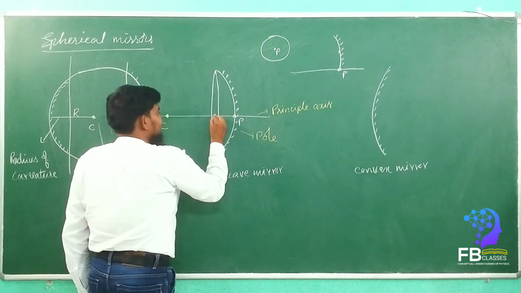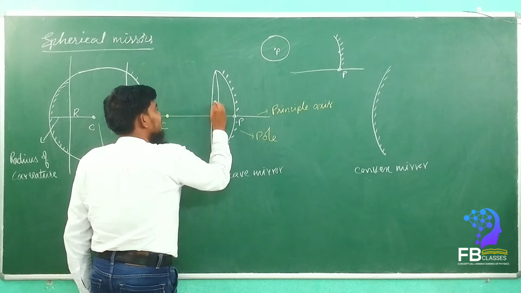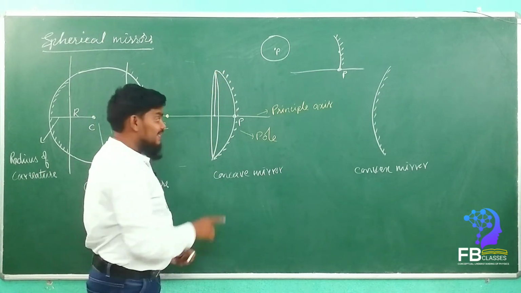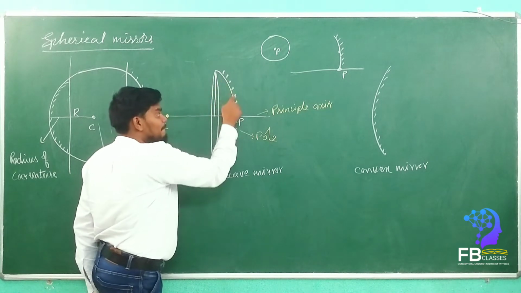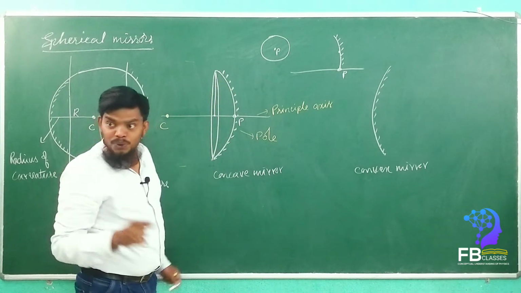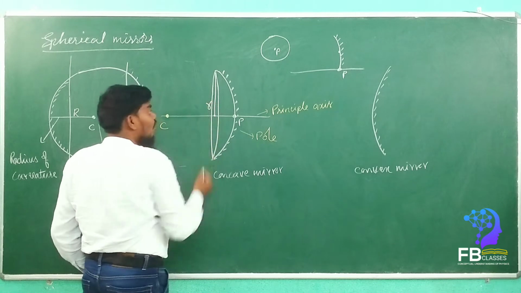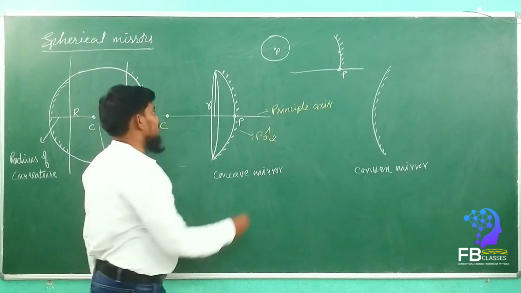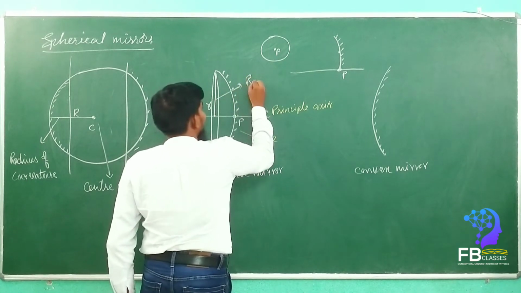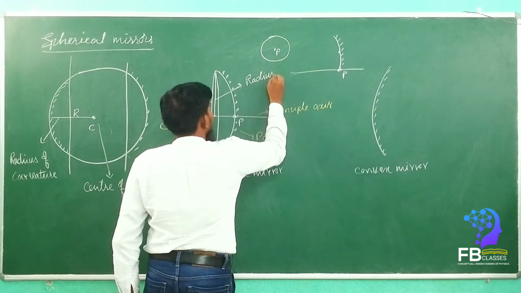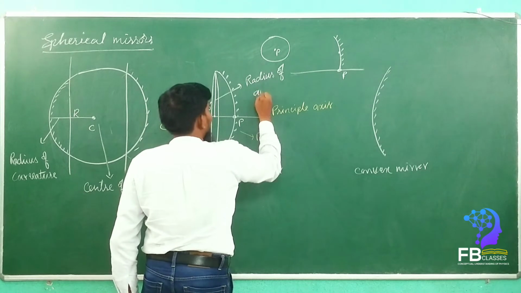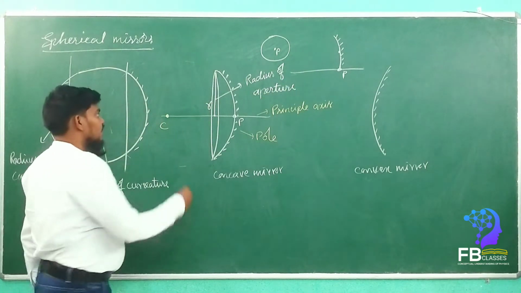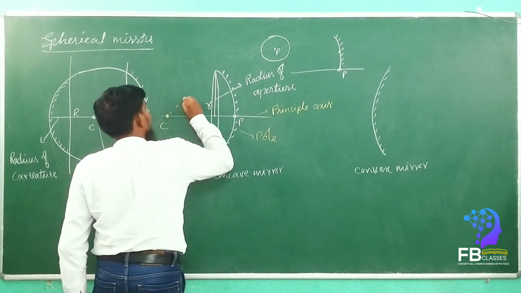So here, what is this, my dear? This is the radius of this part of the sphere. Are you getting my point? This is the radius of the part of a mirror. This radius we can also call the radius of aperture. What do we call it? Radius of aperture. Got it?